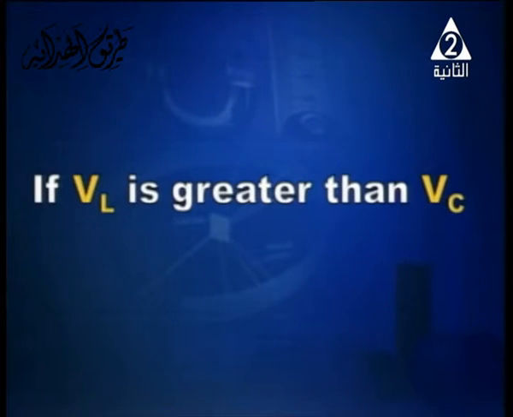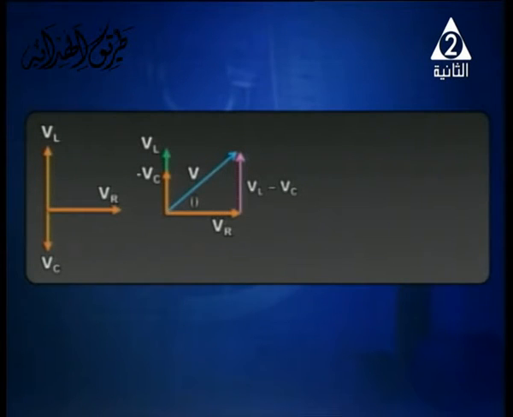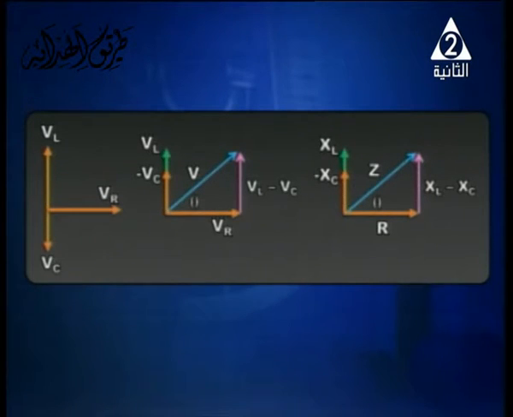If VL is greater than VC, the vector diagram is shown in front of you. VR is in phase with the current. VL leads by 90, VC lags by 90. So when VL is greater, the direction of VC will be changed, but we have to put a negative sign. So the vector that represents the difference between the two voltages, VL and VC, is shown in front of you. And if we want to represent it by reactance, that is also shown in front of you.